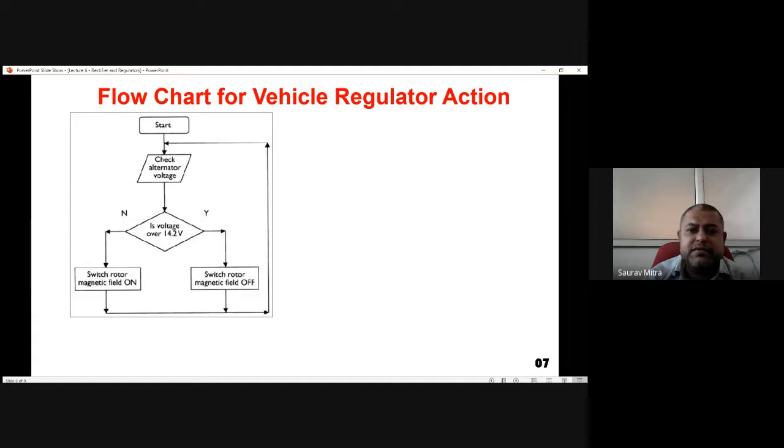So here is a flow chart for the vehicle regulator action. First you have to check the alternator voltage, the range is 14.2 plus minus 0.2. Is the voltage over 14.2 volt? So voltage is greater than 14.2 volt. What you have to do is switch the rotor magnetic field off. What is meant by rotor magnetic field? This is the current which is flowing through the field coil of the alternator. So as soon as the voltage is greater than 14.2 volt, we have to cut all the current flowing through the magnetic field of the alternator.